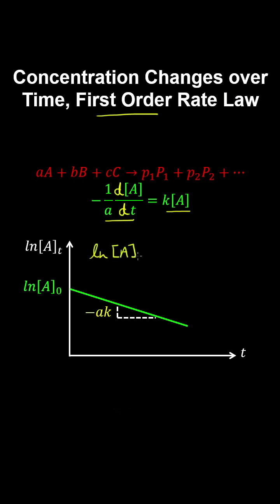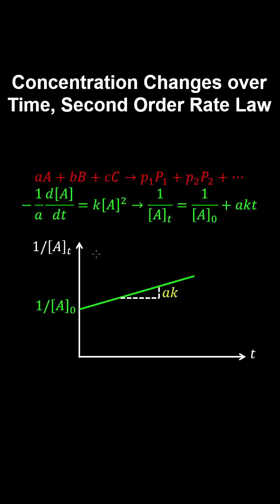So we'd have the natural log of the concentration at time t is equal to the natural log of the concentration at time 0 minus the stoichiometric coefficient by the rate constant by time. And if we use a semi-log plot, we'd obtain a linear relationship between the natural log of the concentration at time t with respect to time t. And the slope of this straight line is the negative of the stoichiometric coefficient by the rate constant, with the y-intercept of the natural log of the initial concentration.